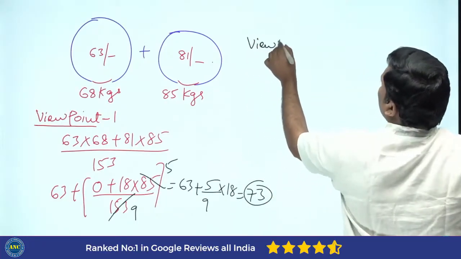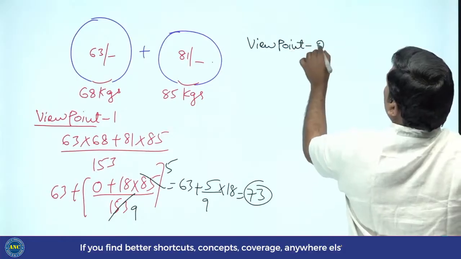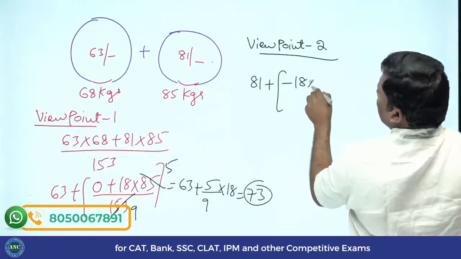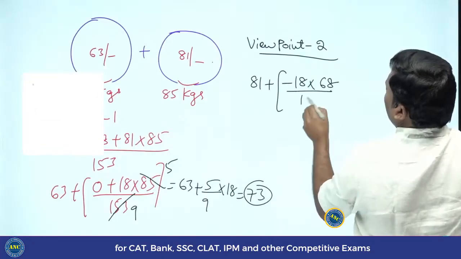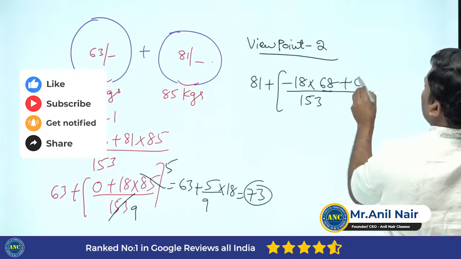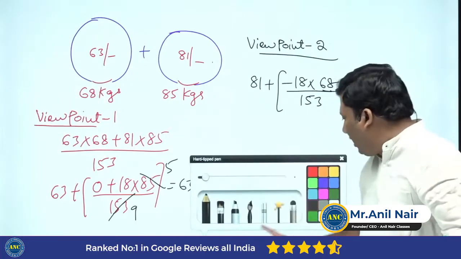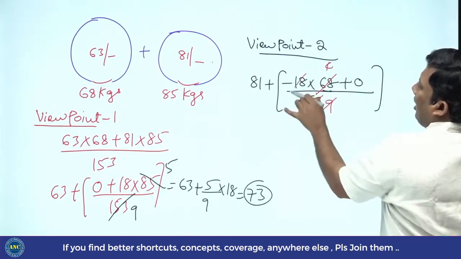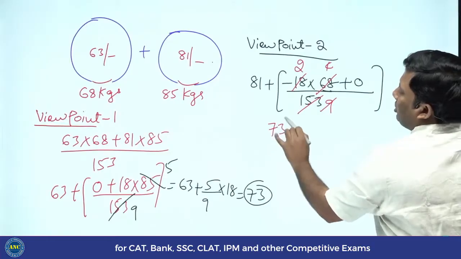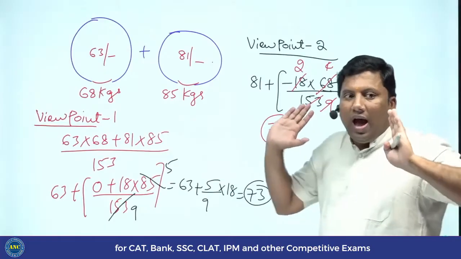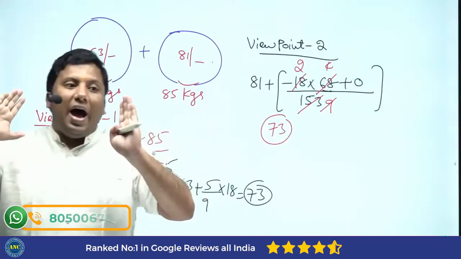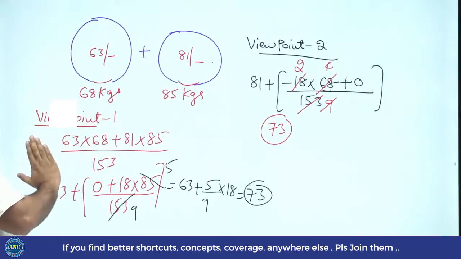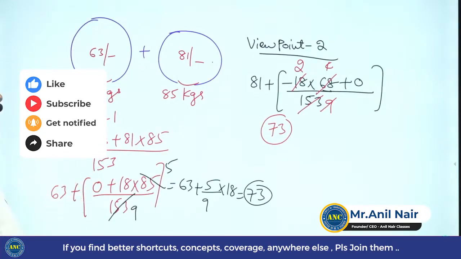Viewpoint 2. This will be 81 plus minus 18 into 68 divided by 153 plus 0. Listen carefully, sir. Again, if I optimize it, 17 fours are, 17 nines are, 9 ones are, 9 twos are, 81 minus 8, 73. Average is greater than the lowest value, average is less than the highest value. In both the cases, we got 73.